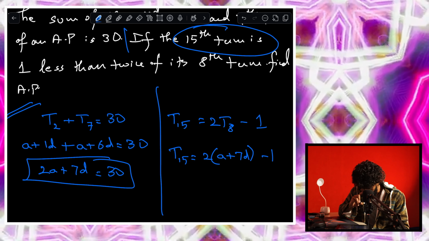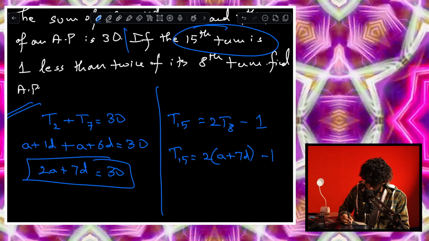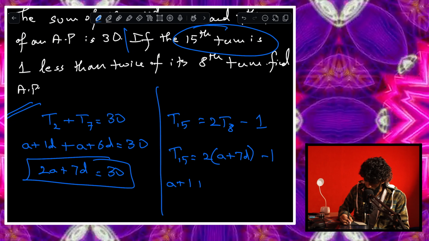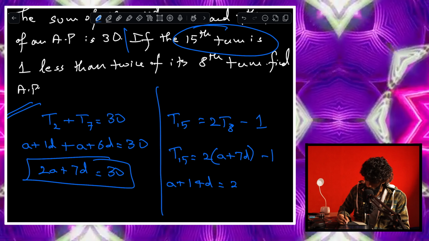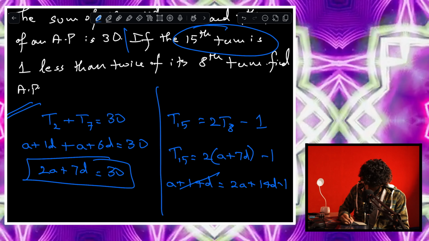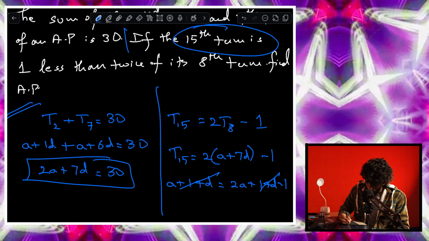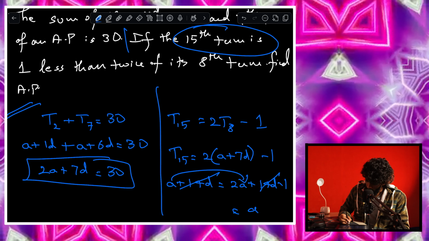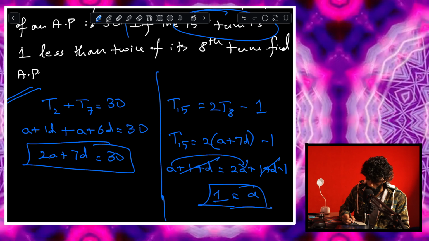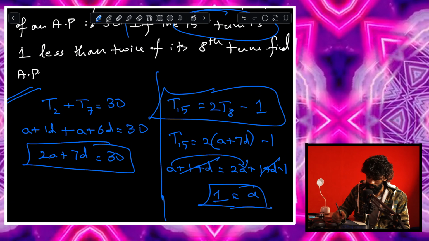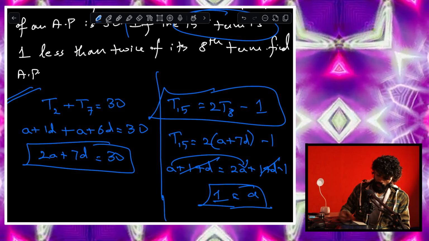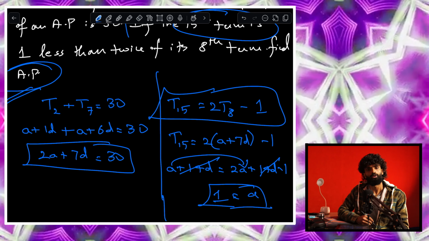Okay, I will simplify this. So T15 will be equal to a plus 14d, in fact, equals 2a plus 14d minus 1. The 14d gets cancelled. 2a minus a becomes a, minus 1 comes here, becomes plus 1. The value of a equals 1. I got a equals 1 from the second equation. I take the second equation's answer and substitute it in the first equation to find the value of d, because in order to write any AP, I'm supposed to know the values of a and d.